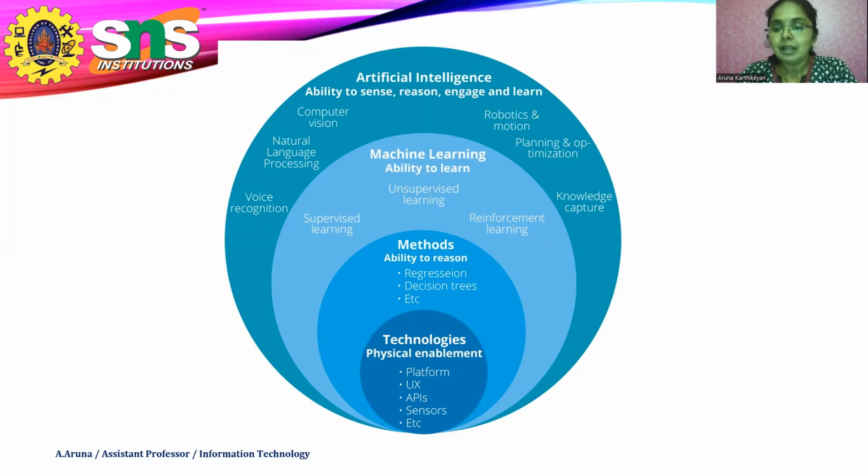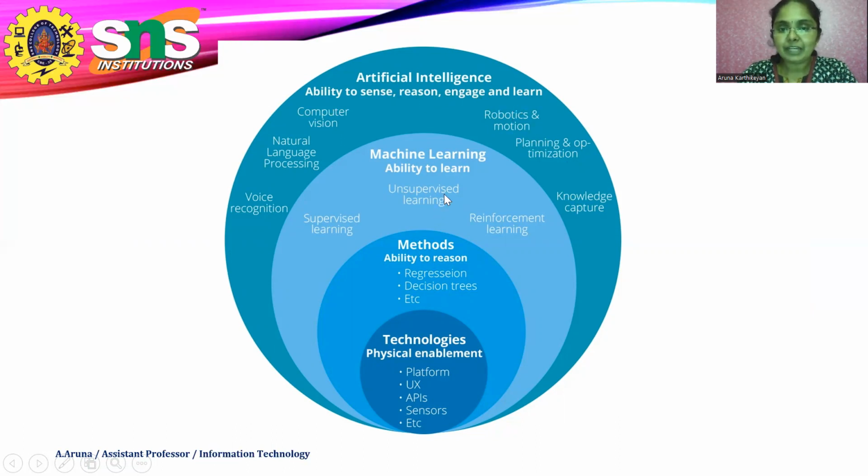In this diagram, you can see that these are subsets of one another. This is how artificial intelligence and machine learning can be called subsets of each other. In artificial intelligence, we can sense, reason, engage, or learn. By using these ways, one is computer vision, natural language processing, voice recognition, robotic motion or planning and optimization, and knowledge capture, we are able to sense, reason, engage and learn.